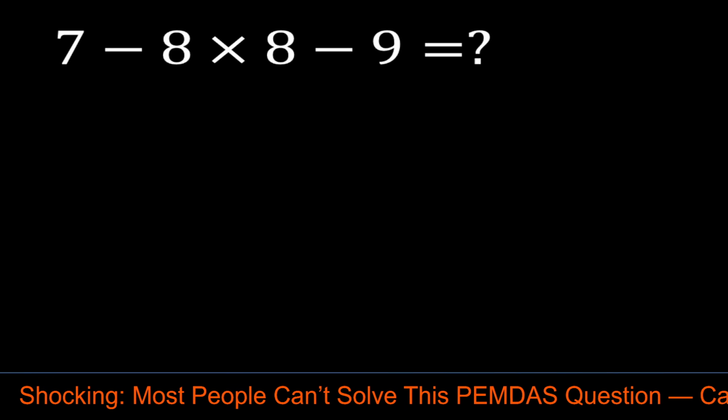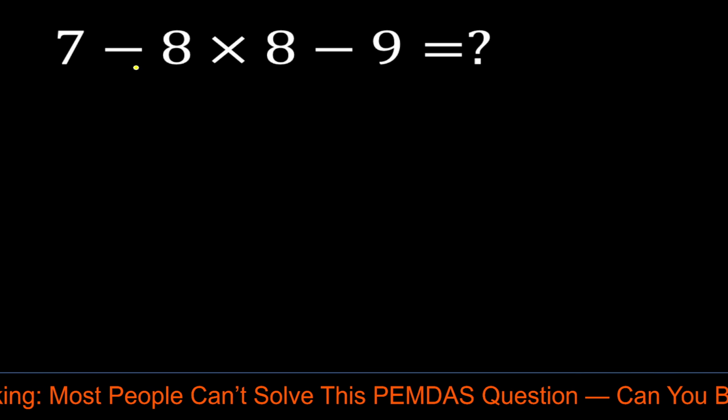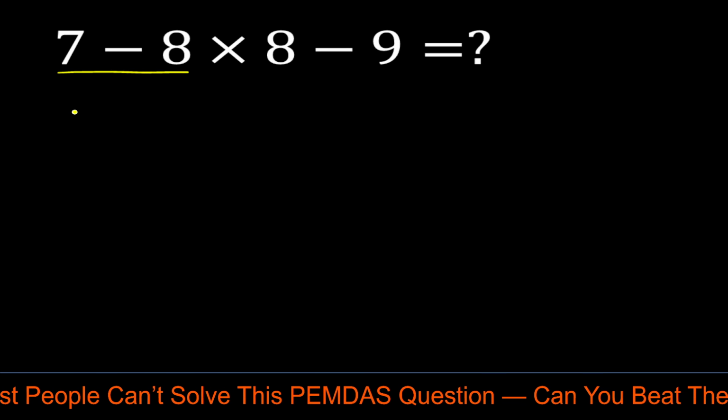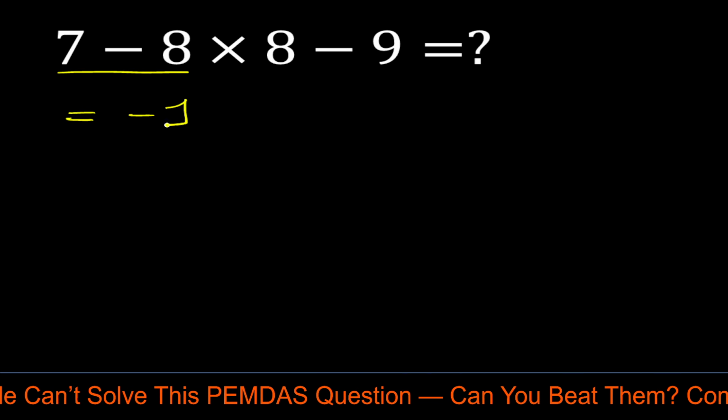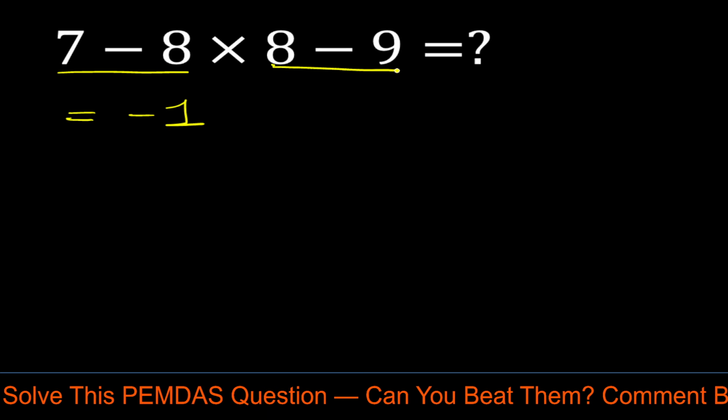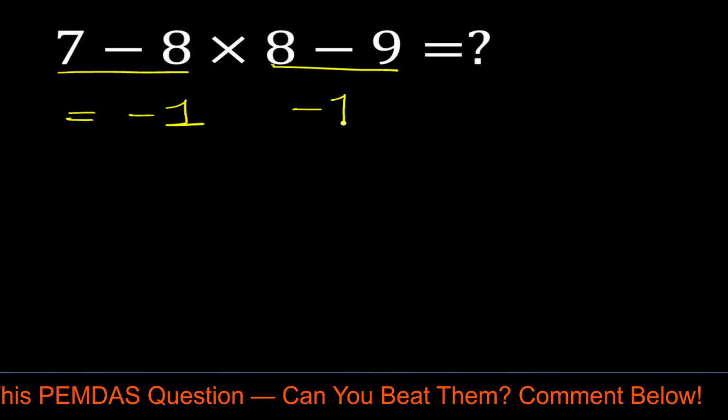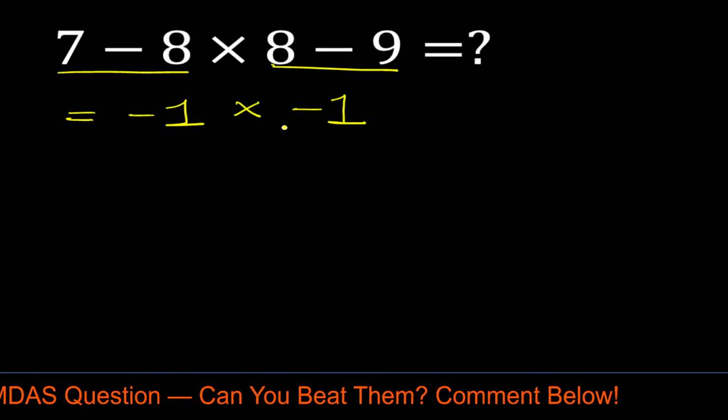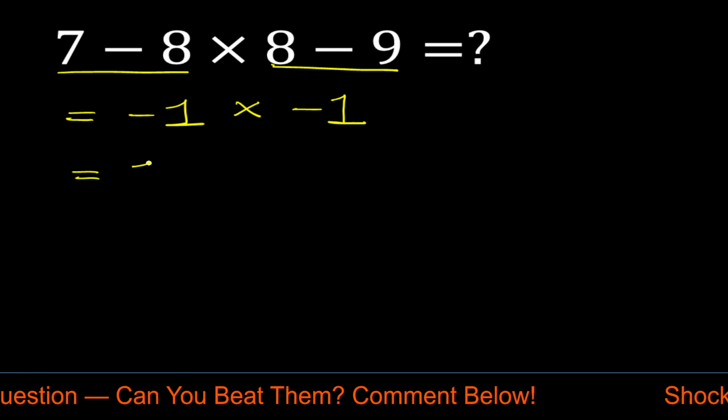So most people solve this question like 7 minus 8. So 7 minus 8 is equal to minus 1. Then 8 minus 9. So 8 minus 9 is equal to also minus 1. Now minus 1 times minus 1 is equal to 1, right?